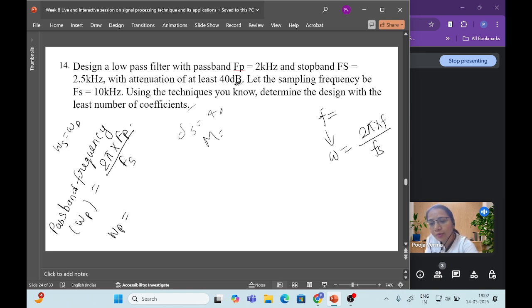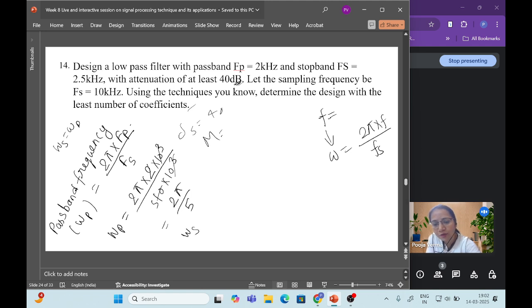So omega p is equal to 2 pi into fp, which is 2 kilohertz, and Fs is given as 10 kilohertz. From here, this will cancel out, so 5. So 2 pi by 5. Omega p you have got is 2 pi by 5.